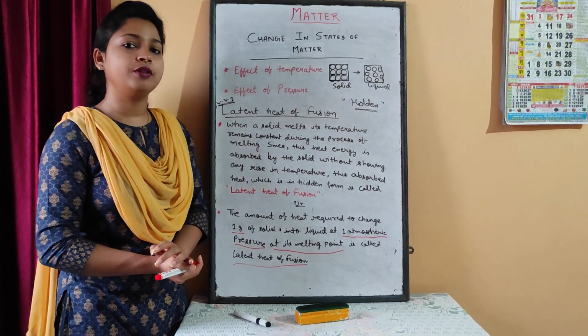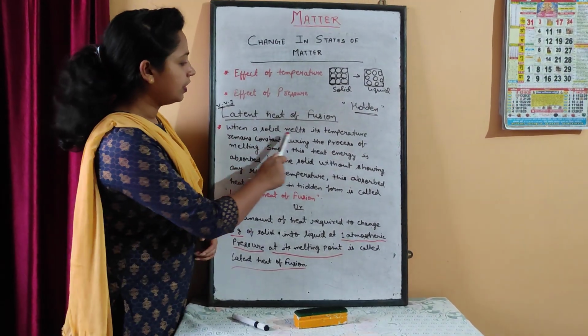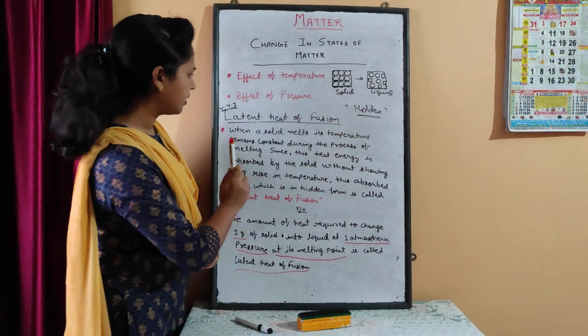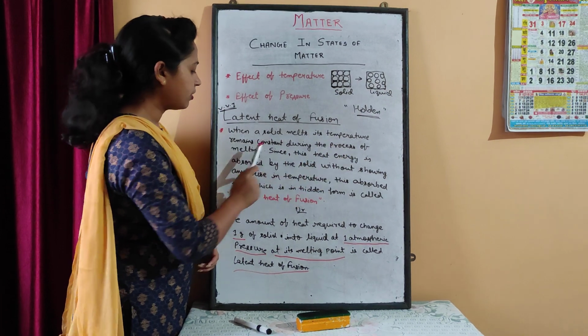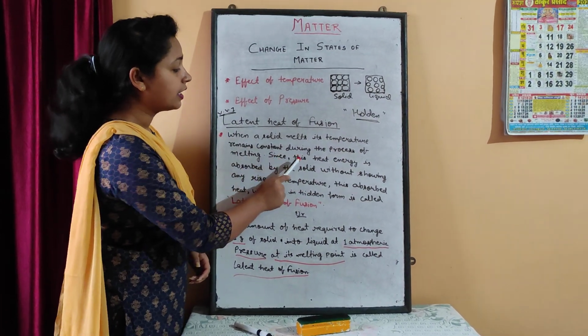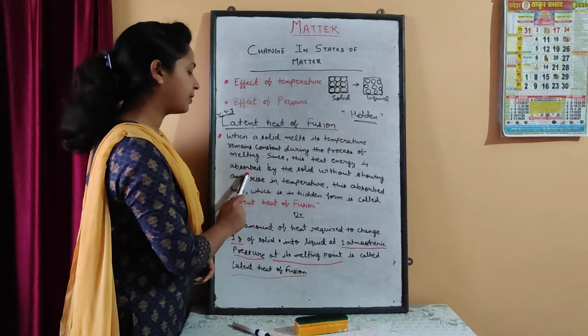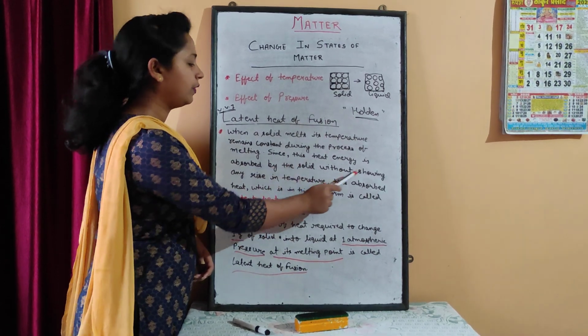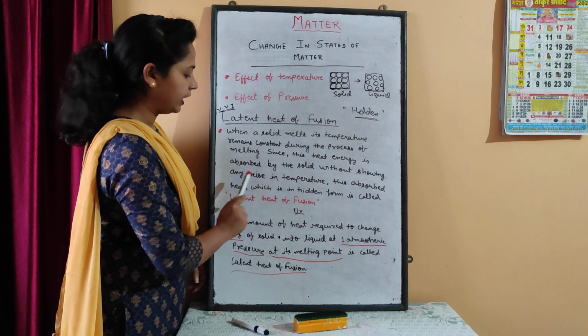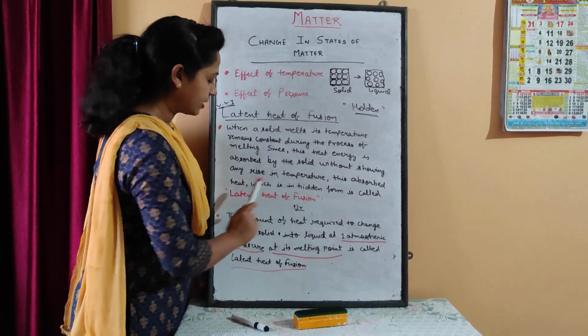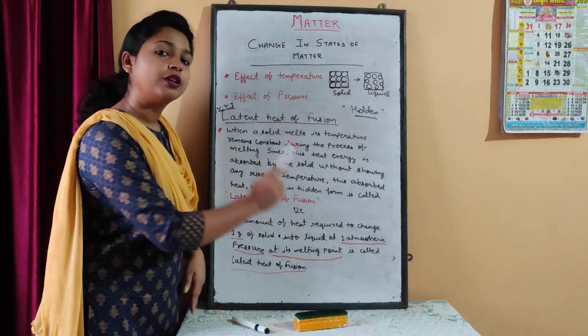Latent heat of fusion. So when a solid melts, its temperature remains constant during the process of melting. Since this heat energy is absorbed by the solid without showing any rise in temperature, this absorbed heat, which is in hidden form, is called latent heat of fusion.